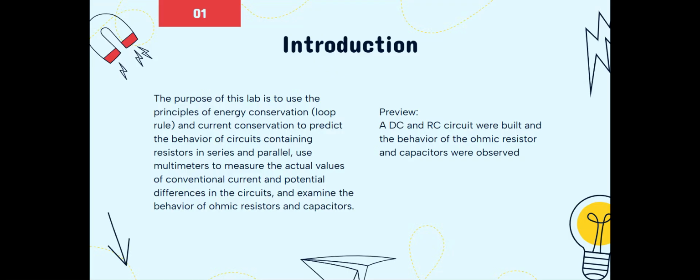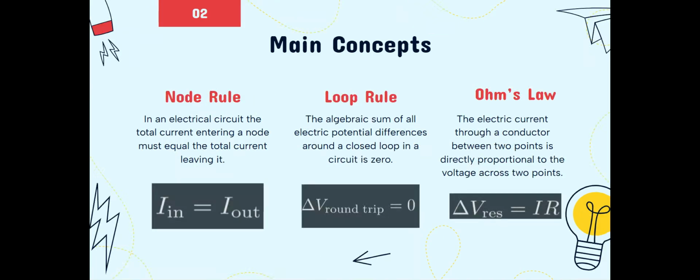A preview of the results is that a DC and RC circuit were built, and the behavior of the ohmic resistor and capacitors were observed. The calculated value of potential difference was lower due to the resistance in the wires and ammeters, and the times to charge and discharge were timed, and the capacitor's discharge is slightly lower than it charges in terms of time.